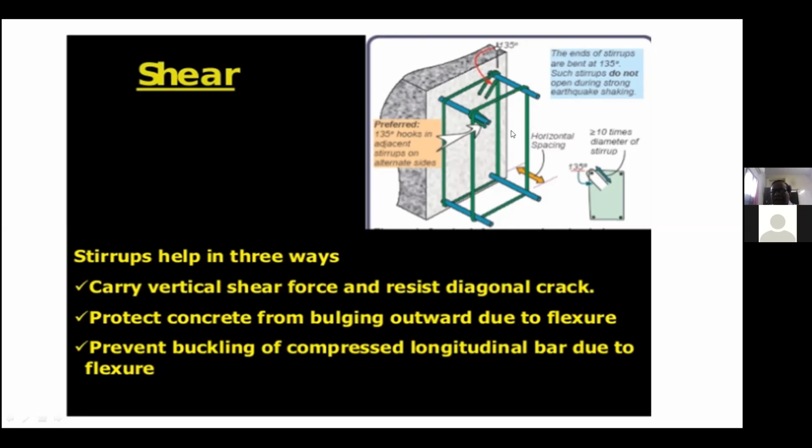In addition to that, what is the hook length? The hook length is given as not less than 10 times the diameter of the bar. And for the minimum steel for the hook, nowadays we are not using the 6 mm bar. The minimum diameter required for stirrups is 8 millimeters.